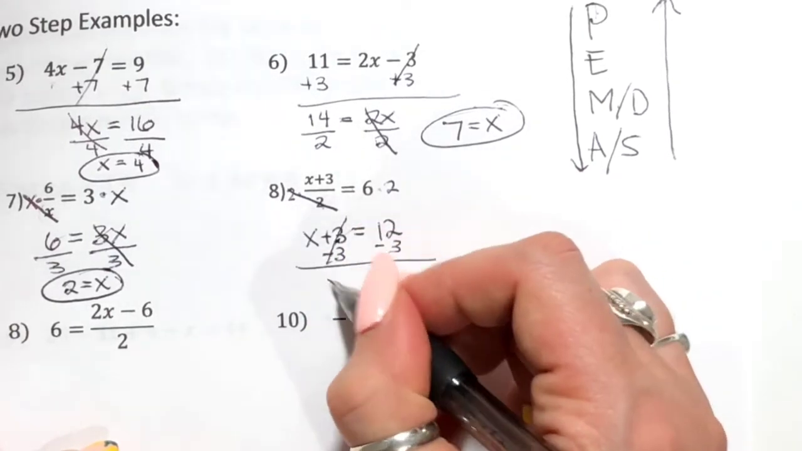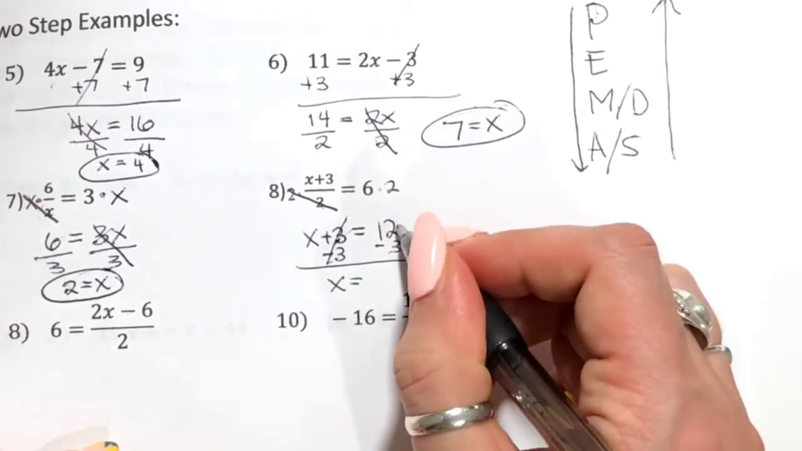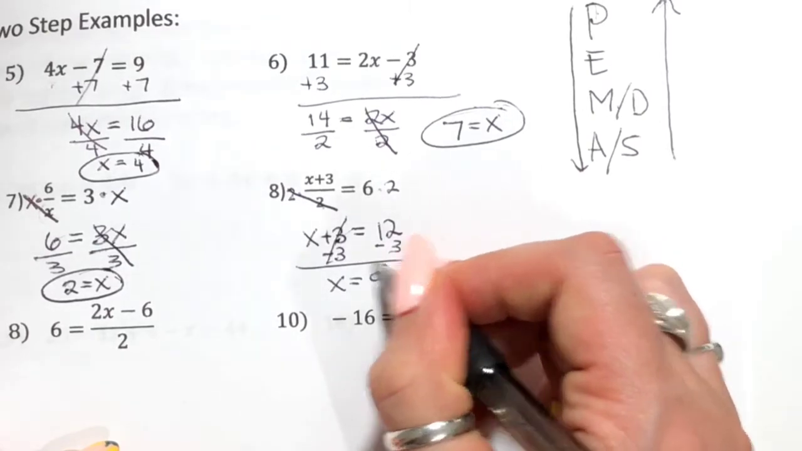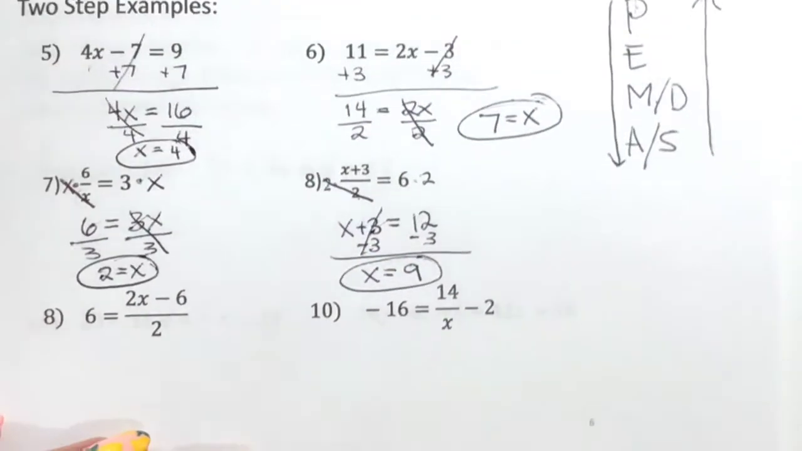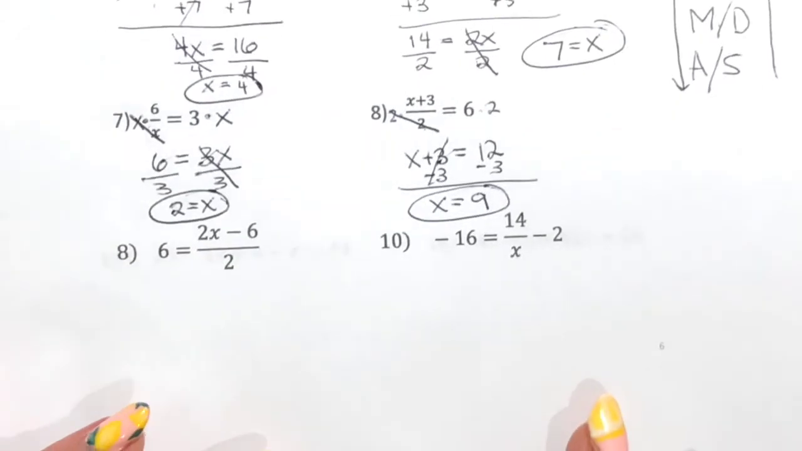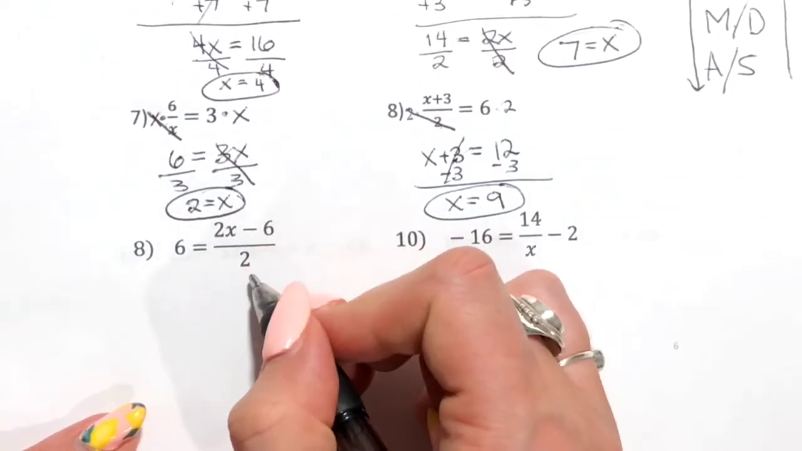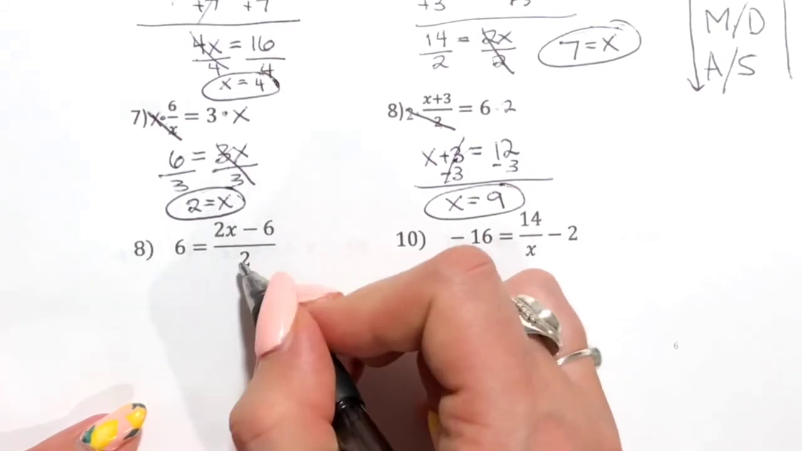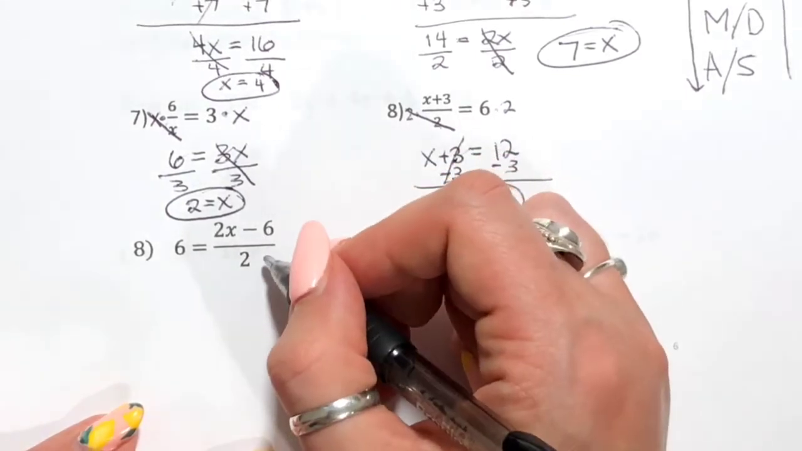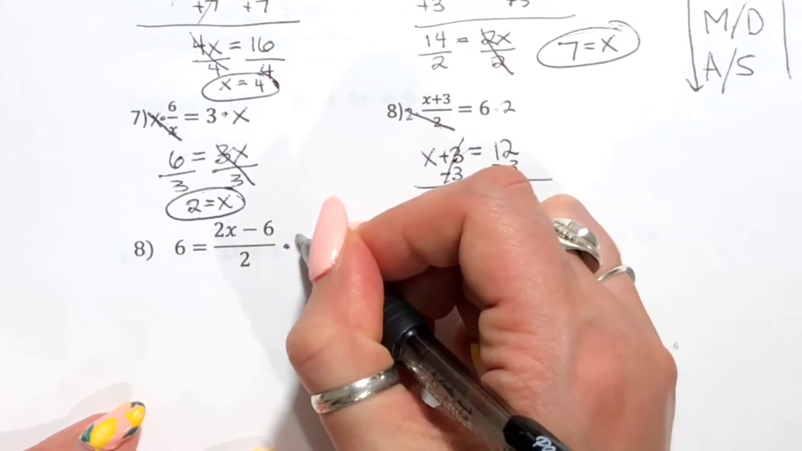Those cancel, and we get x is equal to 12 minus 3, which is 9. And there's your answer. Okay, and they're getting messier. So on this one, again, we want to get rid of that fraction, because you're probably having anxiety just looking at the fraction. So to get rid of it, we're going to times by the denominator, which is a 2.